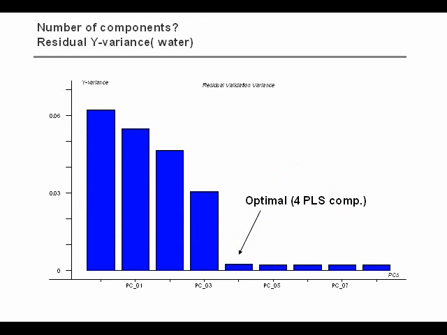When we look at the variance explained from cross-validation, we can see that there is a big dip after 4 components, and then not much is happening. That shows us that we don't explain much additional variation in Y, in the water content, using more than 4 components. So 4 components would be the optimal model complexity for this model.